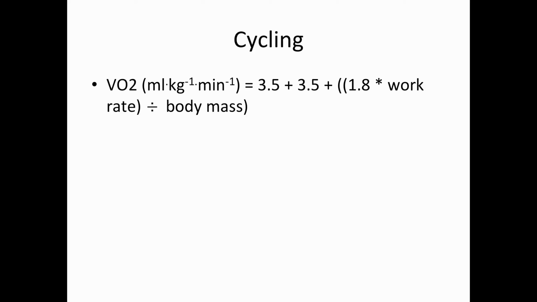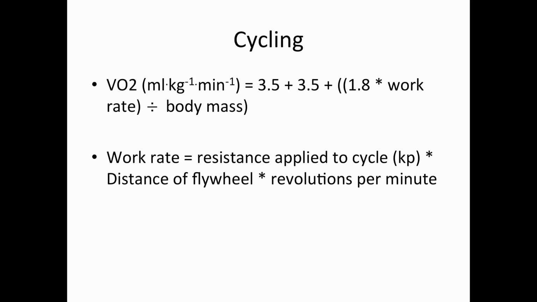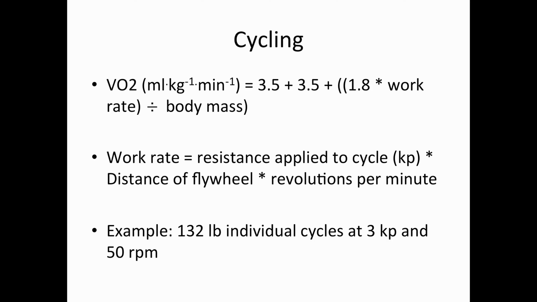And the equation for that part is 1.8 times the work rate divided by the body mass in kilograms. And what we need to do is determine work rate first. Work rate is the resistance that you apply to the cycle, so in kPs, the distance of the flywheel, and multiply it by the revolutions per minute. So let's do an example. So a 132-pound person cycles at 3 kPs, and they're at a revolutions per minute of 50.